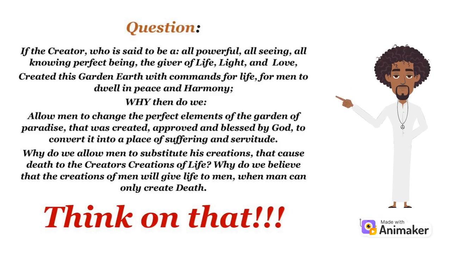If the Creator, who is said to be the all-powerful, all-seeing, all-knowing perfect being that gives us light, life and love, created for all humans this garden we call Earth, with everything that is needed to live in peace, harmony and good health. Why do humans allow man to change the perfect elements of the garden paradise that was created, approved and blessed by the Creator God, to convert the garden into a place of disease, suffering, servitude and death?